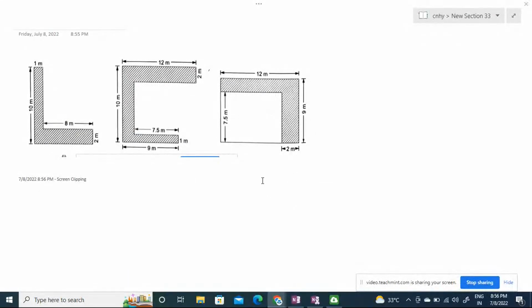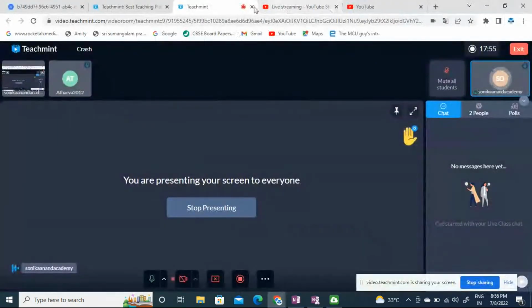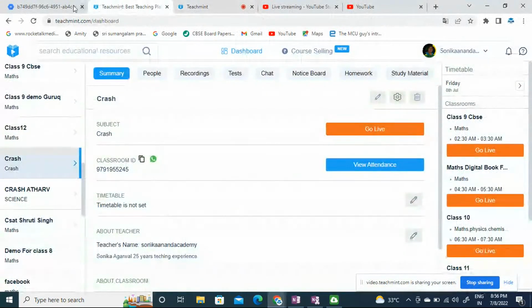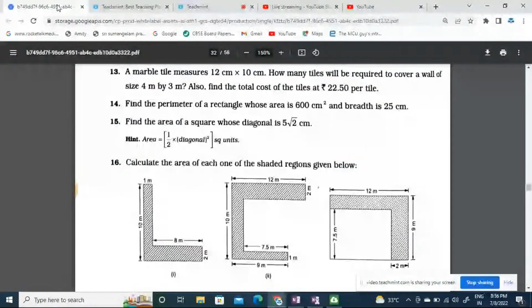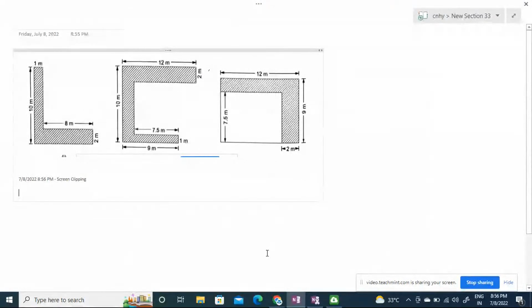Now there are two diagrams. What we have to find over here is the area of the shaded region, or the area of all the shaded regions. So first is the question, the first part, that means this one.